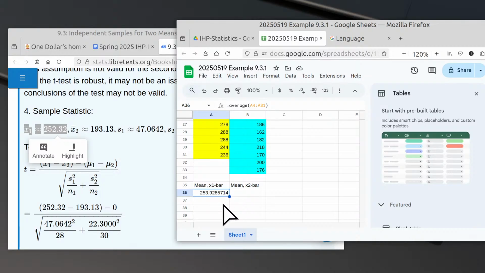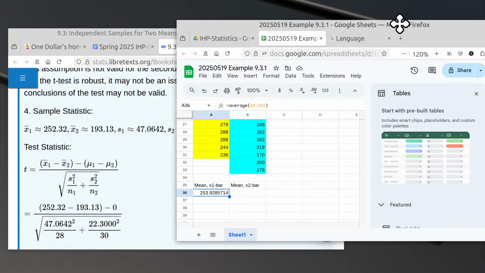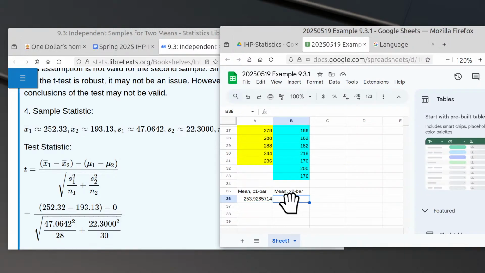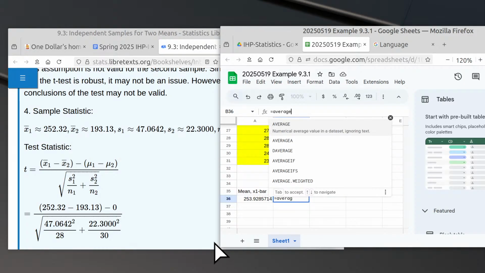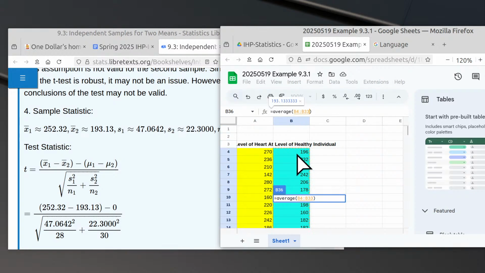I use Google Office and I got the average as 253.92, but I have no idea where that comes from. We don't care about it; we can move to the next one. Next one, type the symbol equal, average, and select the range, and click.